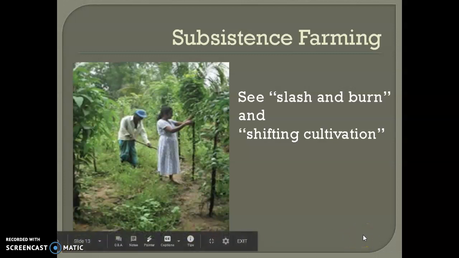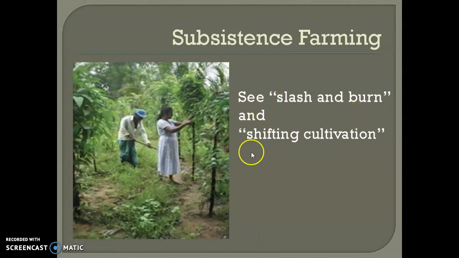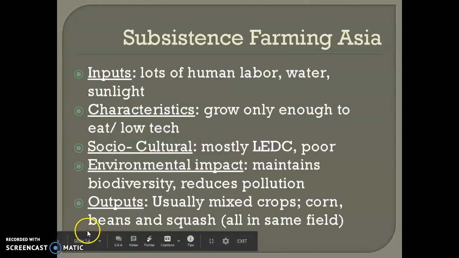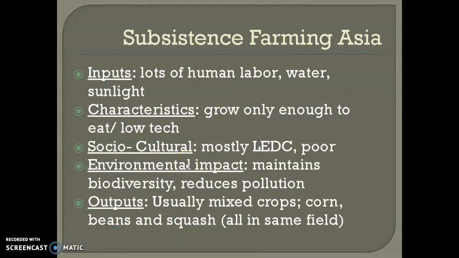Alright, so there's a thing called subsistence farming. It's kind of like slash and burn, cut things down and burn it off and then start cultivating it. This is how they do it in Asia, and it's a lot of human labor, water, and sunlight. They grow only enough for them to eat and use little technology. Usually it's more in poor areas, but it maintains the biodiversity and reduces the pollution.